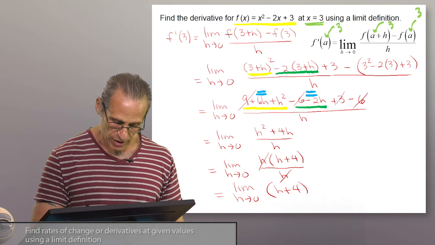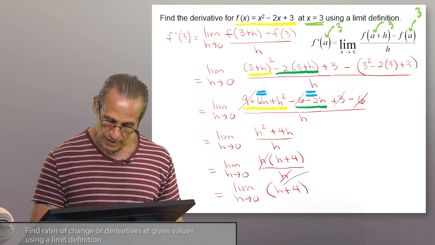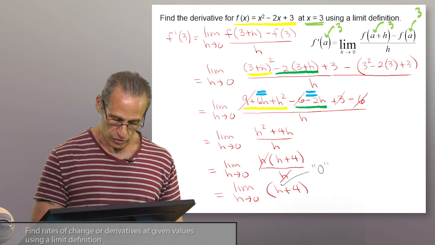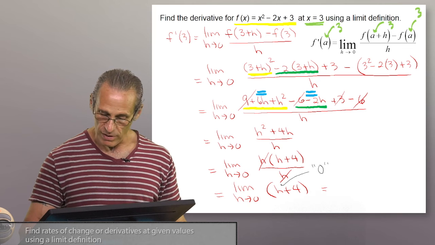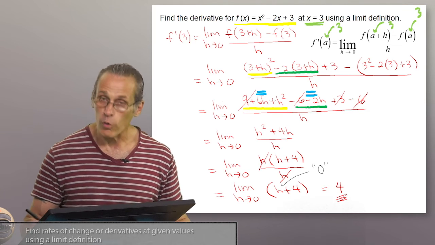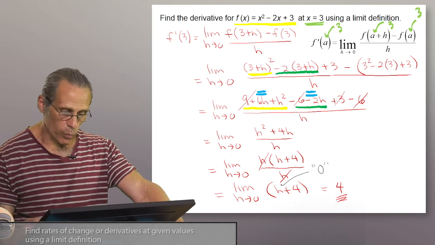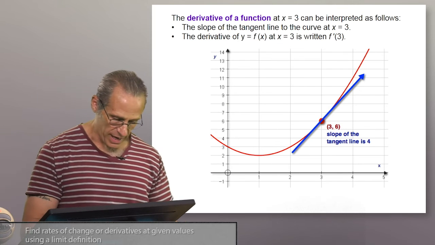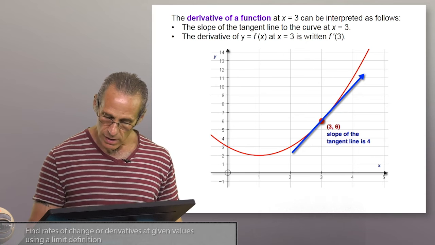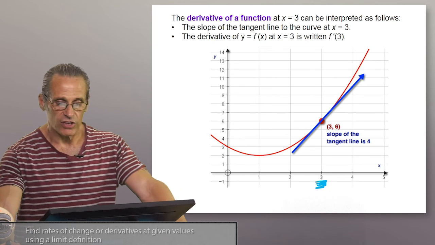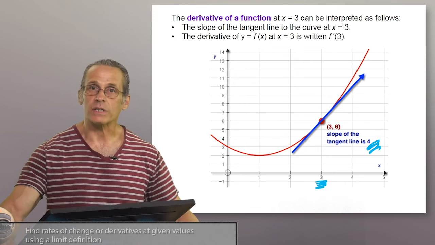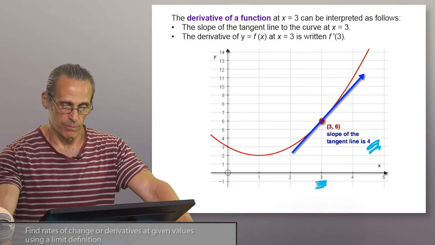And if I can evaluate directly, all I'm saying is that in place of h, I'm going to substitute in the 0. And it looks like my derivative at 3 is equal to 0 plus 4, which is 4. And what does that mean, ladies and gentlemen? If I graph the function and just check out for a moment, x equals 3, and I draw a tangent line, the slope of that tangent line is 4.